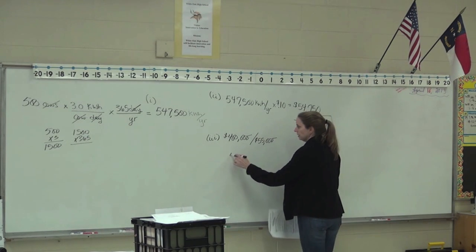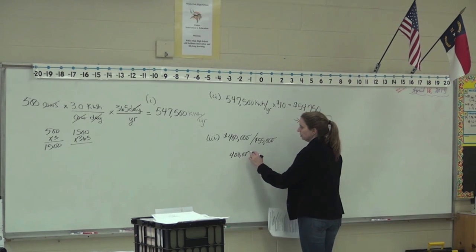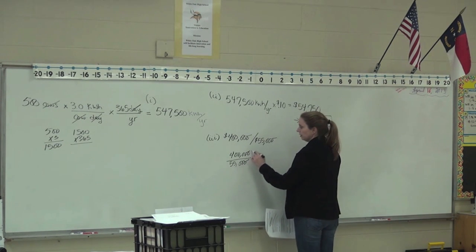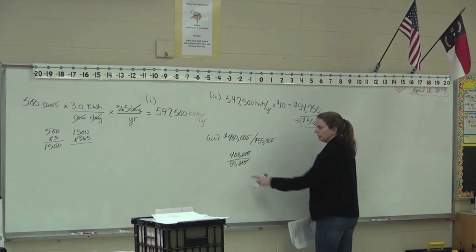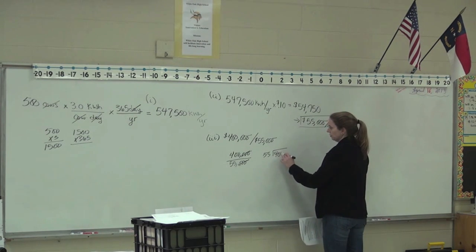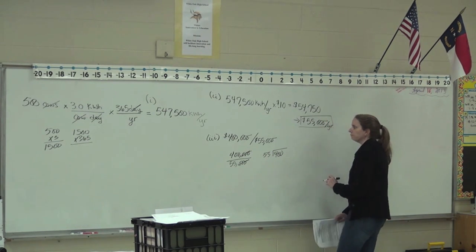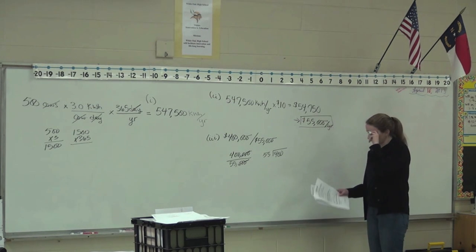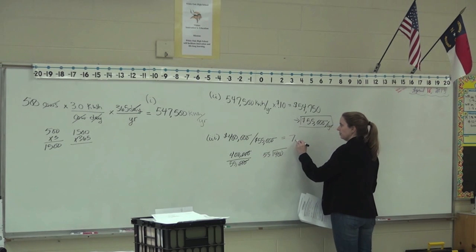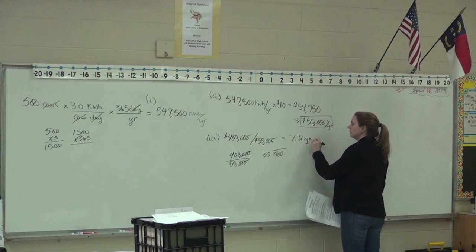Now again, if you want to line them up, just so you don't make a mistake on your division, you can cancel out 3 zeros. So now all you're doing is taking 55, dividing it into 400, okay? And then just do your long division, and it's going to come out to be about 7.2 years.